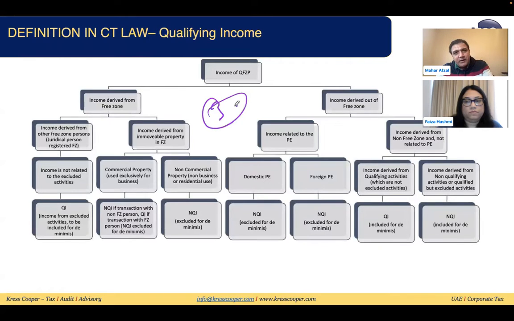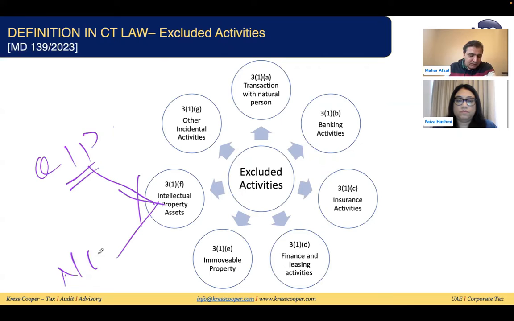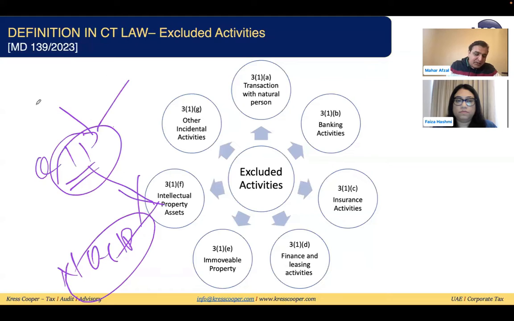So income from the qualifying intellectual property will be considered as qualifying income, but there is a specific formula. Based upon that formula, we need to calculate the income from the qualifying intellectual property, and that will be considered qualifying income. In this, they have removed intellectual property. They said intellectual property assets are not excluded activities, but they have split intellectual property assets into qualifying intellectual property assets and non-qualifying intellectual property assets. Out of the qualifying intellectual property assets, some income will be considered qualifying income based upon the formula. Some income will not be considered qualifying income based upon the formula.